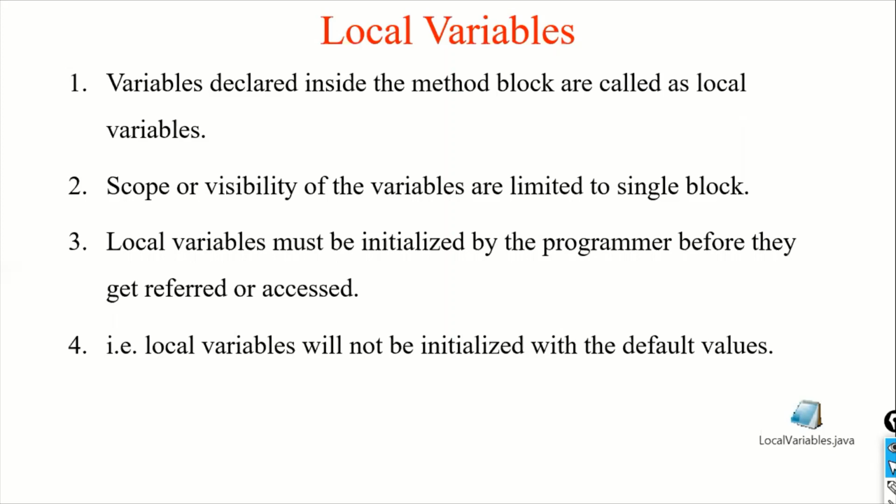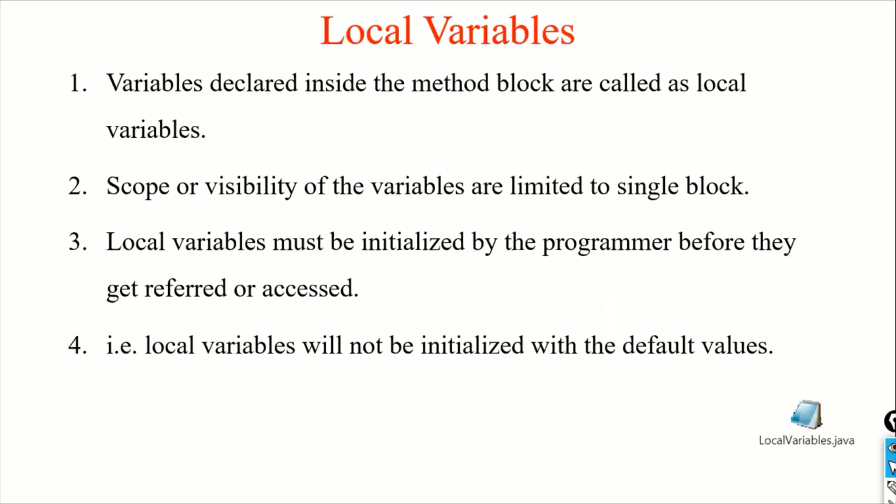The scope of the local variables is limited to a single block. Variables declared inside a method block or a constructor block, or passed as a parameter, are all called local variables. Local variables must be initialized by the programmer before they are referred or accessed. That is, local variables will not be initialized with default values. We don't have any default values for local variables. All the local variables must be initialized before they are referred.